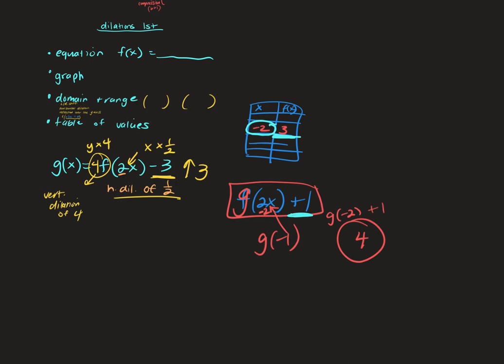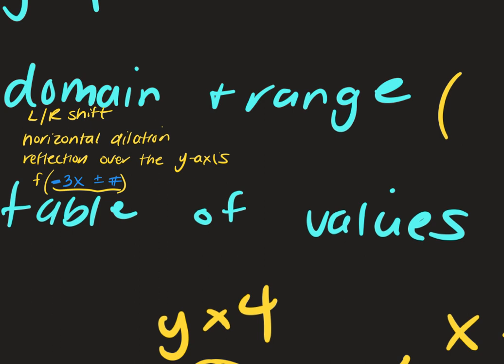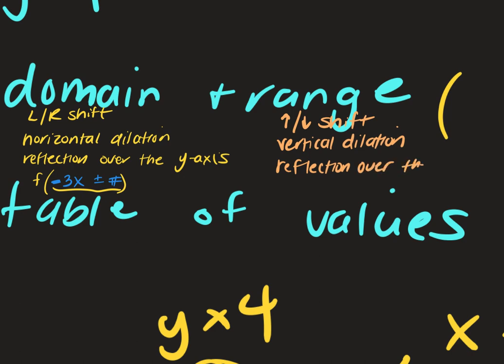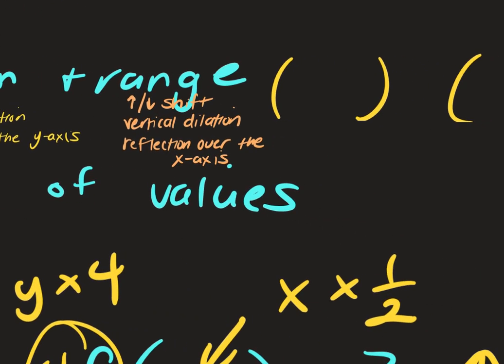Oh, let me finish range. So now range is affected by a vertical shift, so up or down, a vertical dilation, so something on the front of your parentheses, and a reflection over the x-axis. So all of this stuff happens outside the parentheses or before the f.